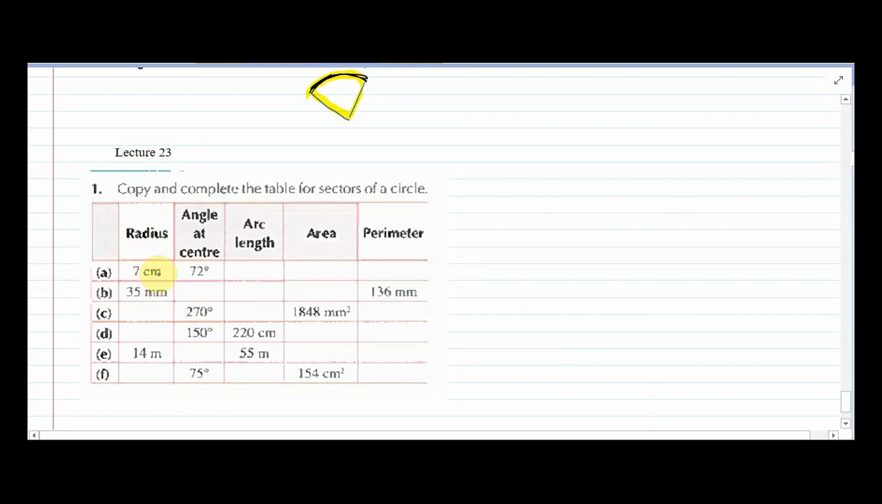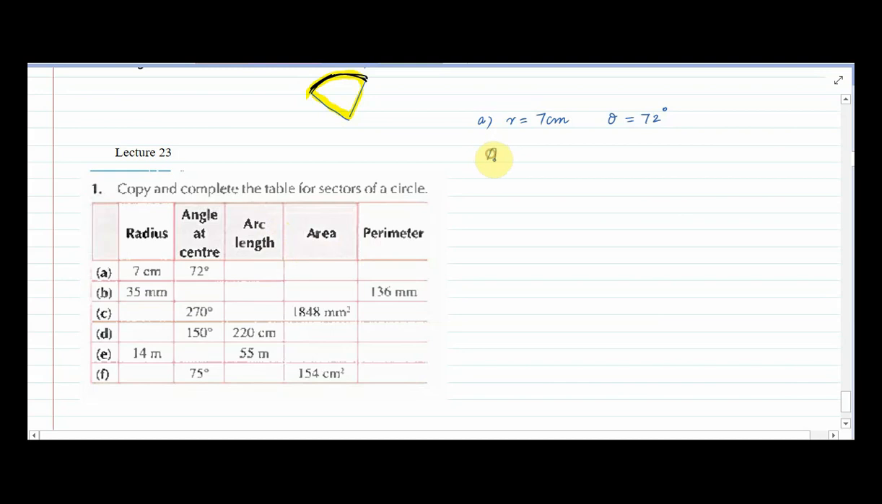Now in the first part, you know that there are certain things: radius, angle, arc length, area and perimeter. In different parts, different values are unknown, and this varies in all questions. So for part A, we know the value of radius, that is 7 centimeter, and we have the angle, that is 72 degrees. The most important things we already know. Now we can easily find out arc length, area and perimeter.